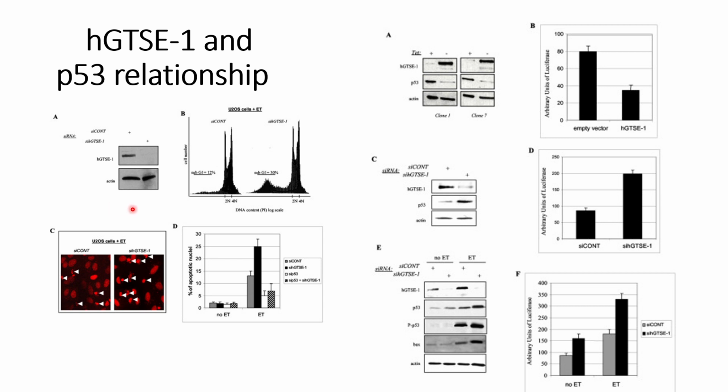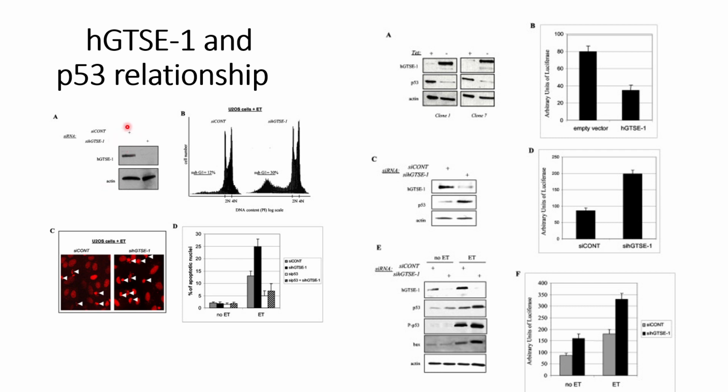So in the first figure, what we have done is we have decided to use a silencing RNA that can knock down hGTSE-1 after treatment of cells for 40 hours with this kind of RNA. In this experiment, the objective was to check whether this knockdown of hGTSE will affect the quantity of p53 within the cells or not.